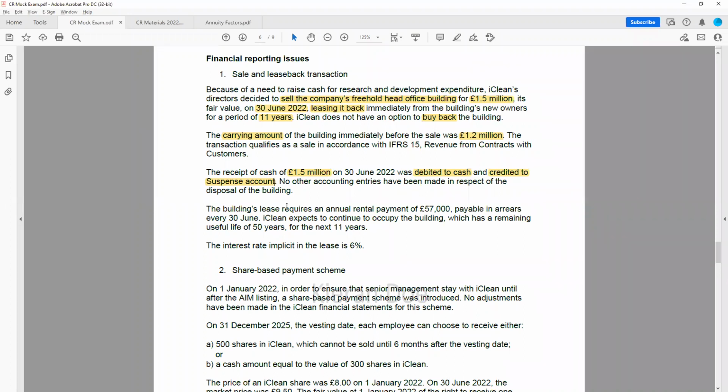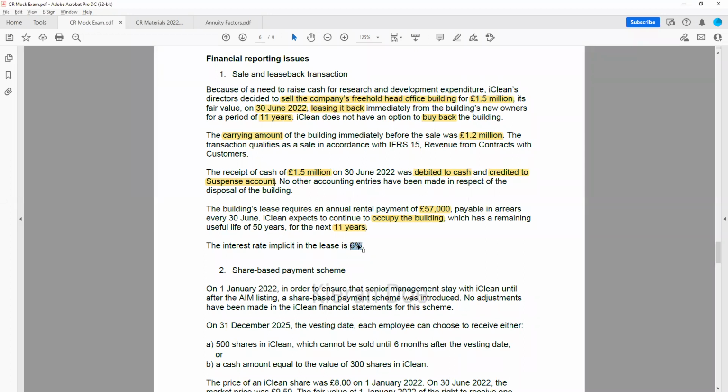So the building's lease requires an annual rental payment of 57,000 payable in arrears every 30th of June. So they've leased it back at this date. The first payment is going to be on the 30th of June 23. ICAEW expects to continue to occupy the building, which has a remaining useful life of 50 years, for the next 11 years. So they're going to occupy the building for the next 11 years. So the building has a useful life of 50 years, but of course they're only going to use it for the next 11 because it's an 11-year lease.